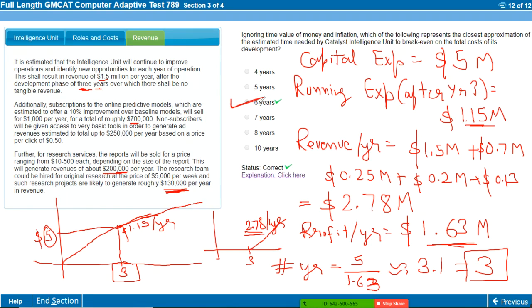So overall, you needed to correlate all the data that was given to you, and you needed to apply this basic logic that you break even when the capital expenditure has been overcome by the running profit per year, which you will get by subtracting the running expenses from the revenue, and that's how you find out this value. So that was the problem.